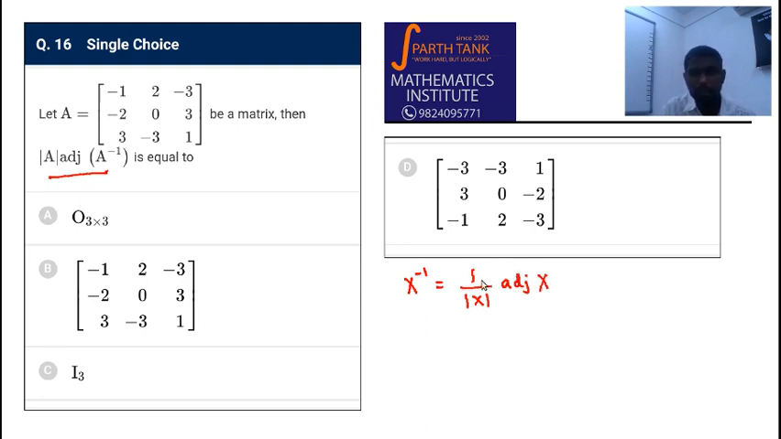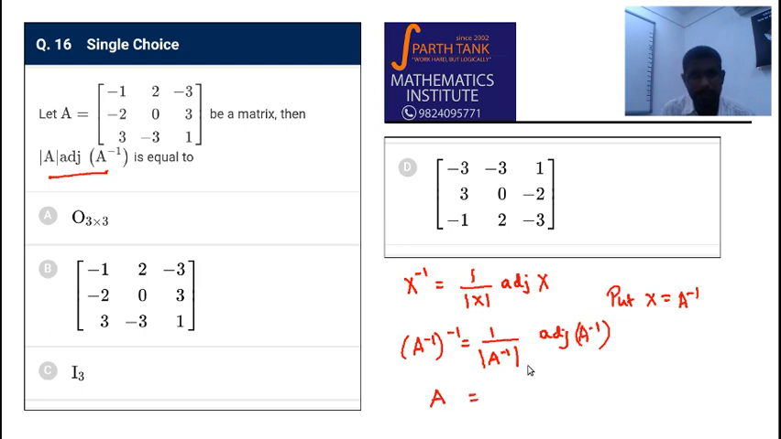Let us try to see what will be the inverse of A inverse itself. That is, put X is equal to A inverse here. So you get A inverse, the whole inverse, is 1 by A inverse determinant adjoint of A inverse, right? A inverse, the whole inverse is nothing but A, and 1 by determinant of A inverse, we know the determinant of A inverse is nothing but 1 by determinant of A.